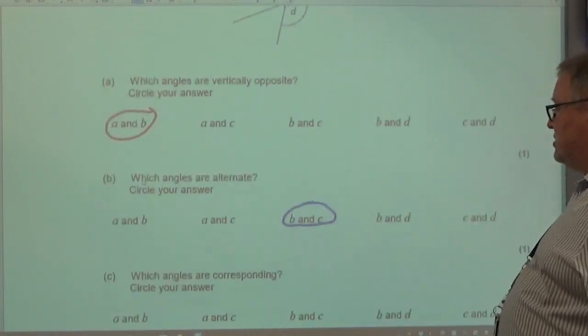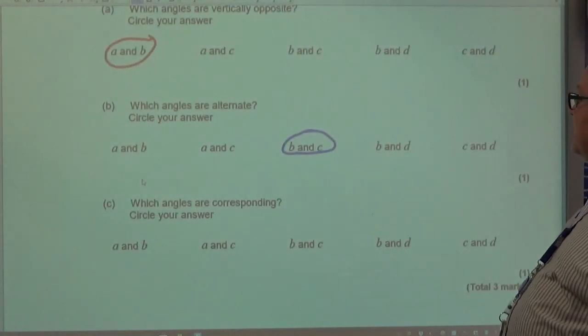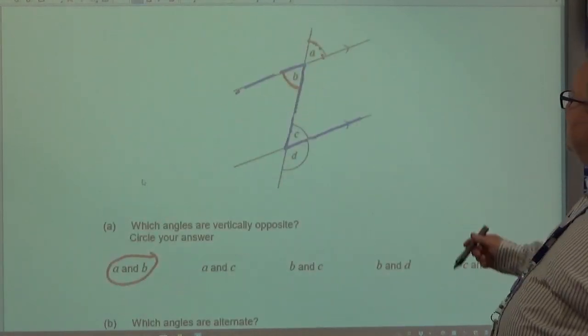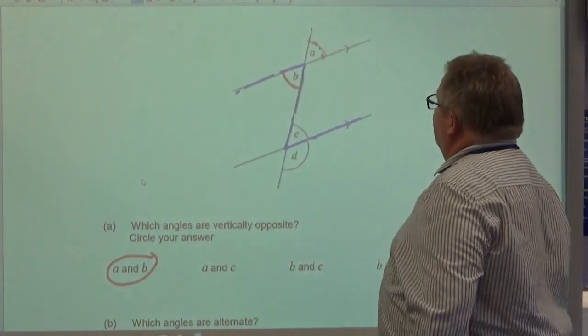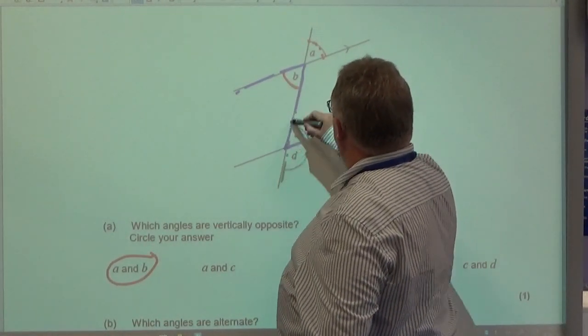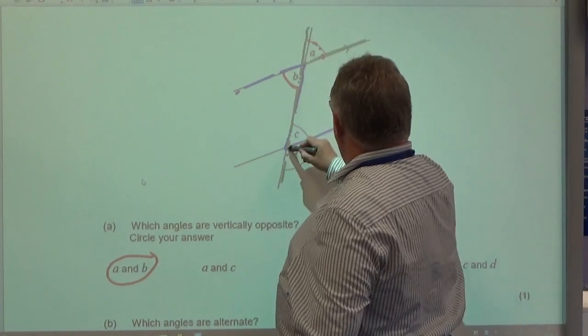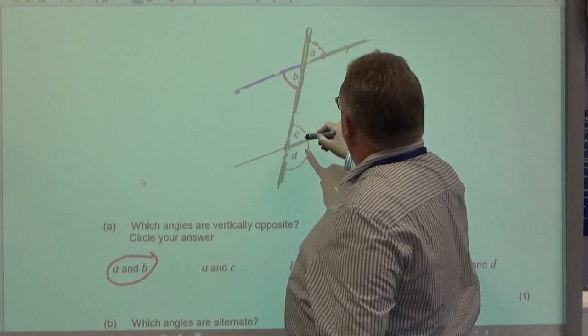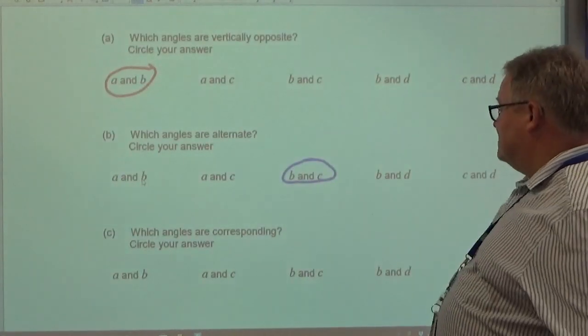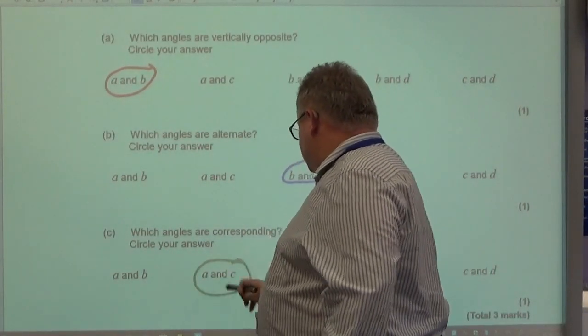The next one is which ones are corresponding. Going back, corresponding gives you that F shape. So the corresponding ones would be there, creating that F. So those are the corresponding ones, and that would be A and C. So A and C for those bottom ones there.